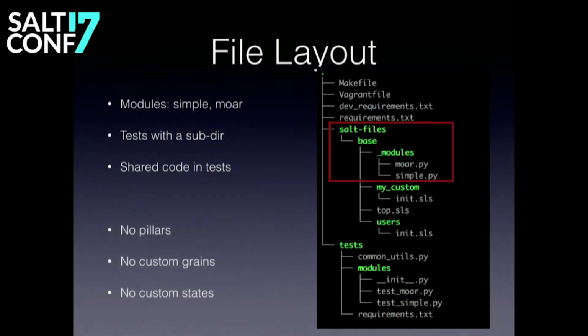File layout, this is a quick overview. The first thing is, again, I mentioned the simple.py and more.py. As I mentioned earlier, we only had a single environment. Your mileage might vary. Take this for what it's worth. So this is all just within base. There are a couple of examples, some other SLS files, just to show Salt is running. And then the tests are a peer directory to the Salt file roots. Notice there are no pillars, there's no grains, there's no custom states, just the SLS files. So it's a very, very simple layout just to show this unit testing.